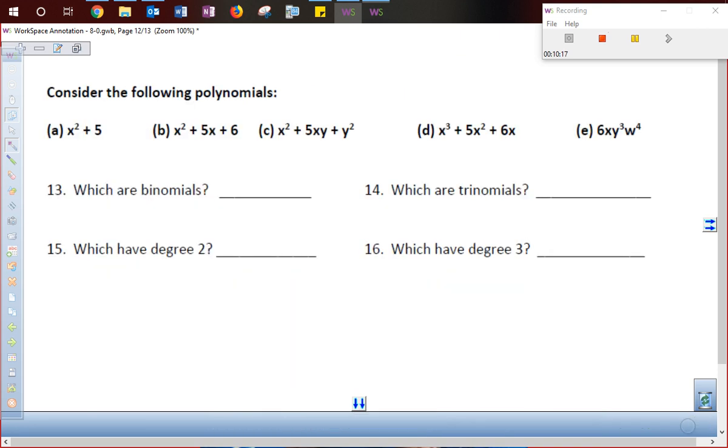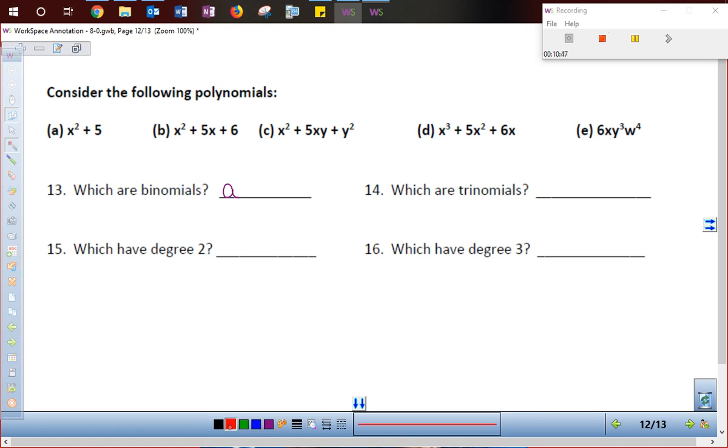So let's give this a shot. On number 13, it wants to know which of these multiple options are binomials. So which ones have 2 terms? Well, if I go through, A has 2 terms, so that's a binomial. B has 3 terms. C has 3 terms. D has 3 terms. And E only has 1 term. So my binomials are just part A.